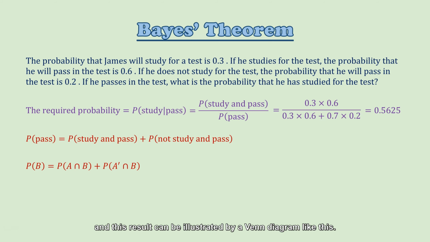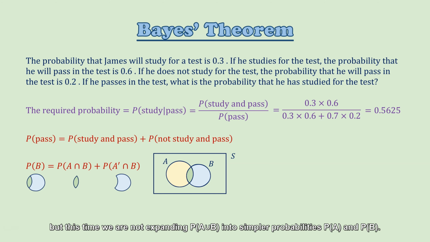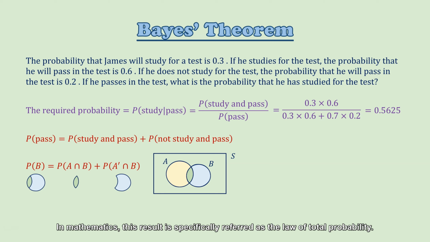And this result can be illustrated by a Venn diagram like this. Essentially, it is the result from the addition law of probability. But this time we are not expanding P(A union B) into simpler probabilities P(A) and P(B). Instead, this time we expand P(B) into more complicated probabilities P(A intersection B) and P(A' intersection B). In mathematics, this result is specifically referred to as the law of total probability.